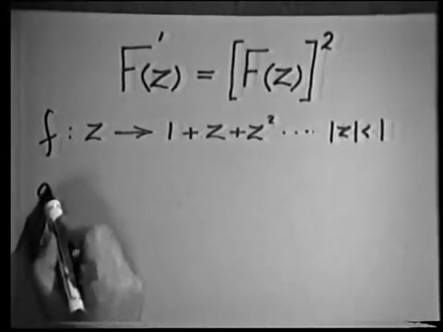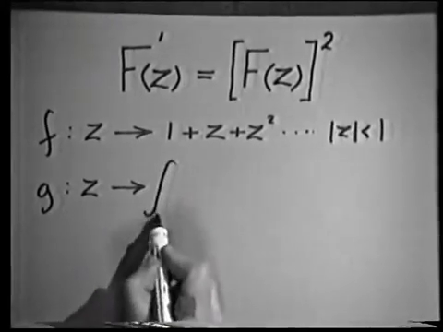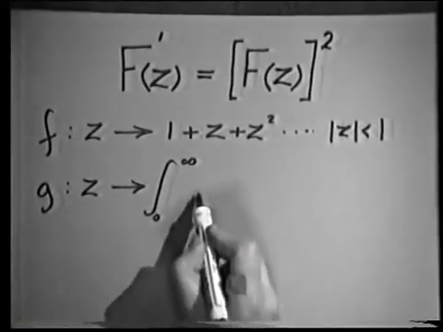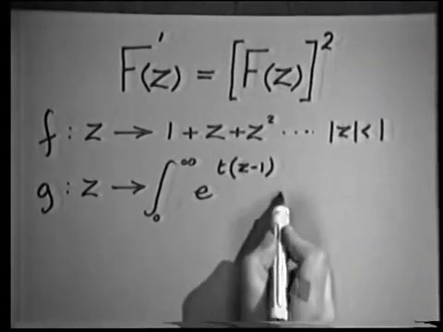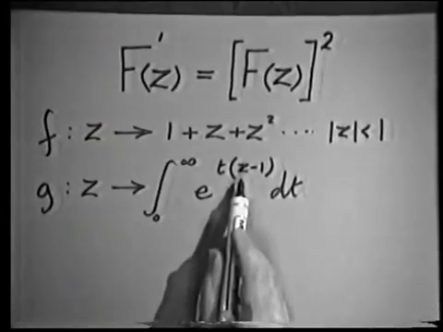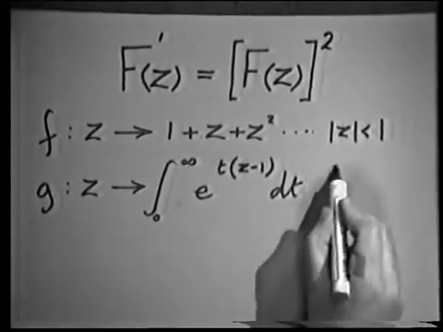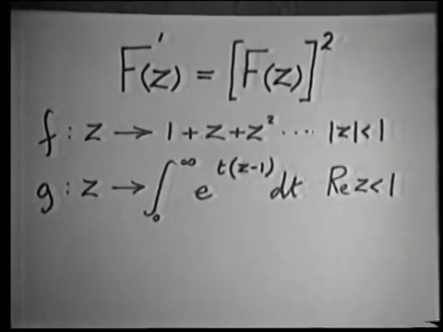Now, the second man might come back with a solution like this. Integral from 0 to infinity of e to the t(z minus 1) dt. I wouldn't know how anyone would get a solution like that, but let's suppose he does, and it does work actually. Now, for this case, you need the real part of z less than 1, otherwise the integral won't converge.